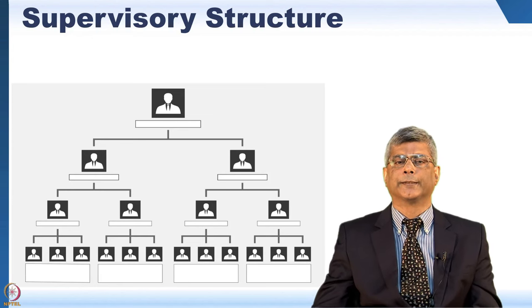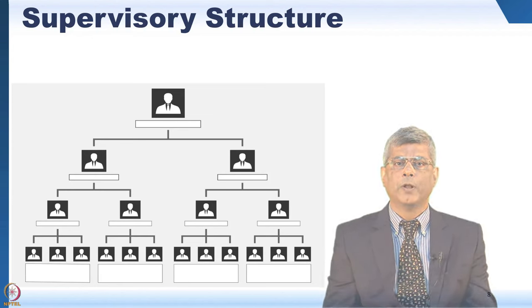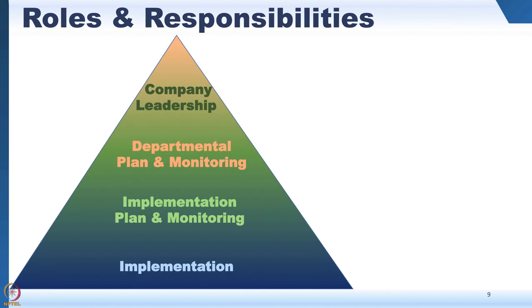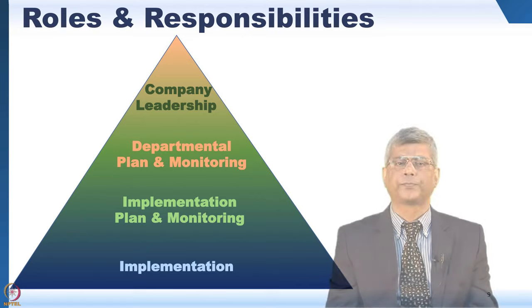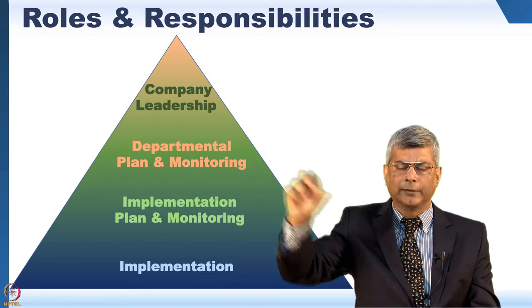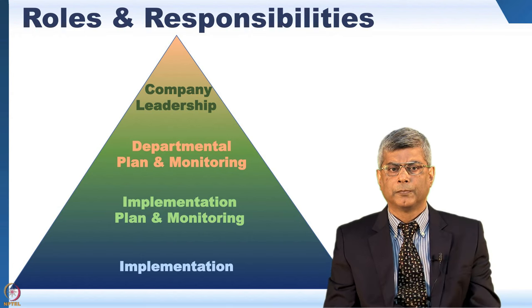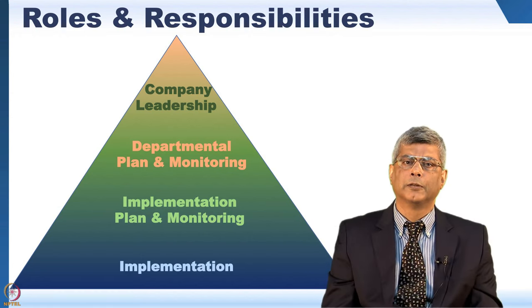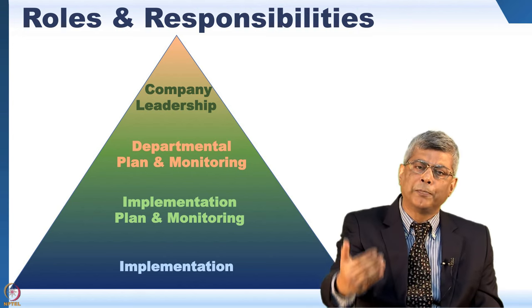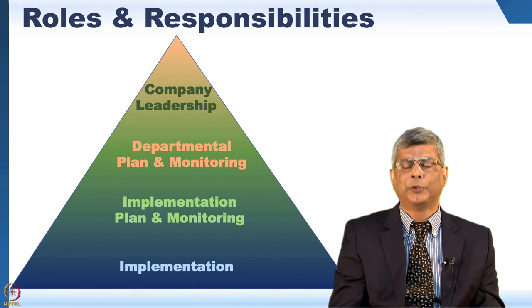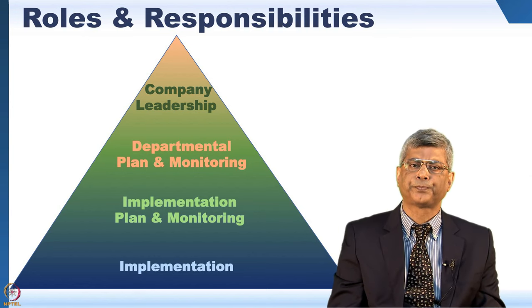What are the other characteristics? In a company, along with the structure, roles and responsibilities are also clearly defined. So the company leadership, which means the managing director, the directors, the executive directors, are called the company leaders, and they're responsible for defining the long-term plans, the vision, the mission, the strategy of a company, which I'll talk about in my next module.